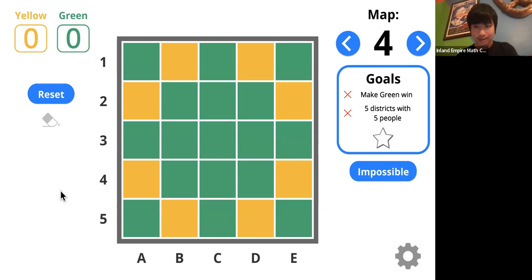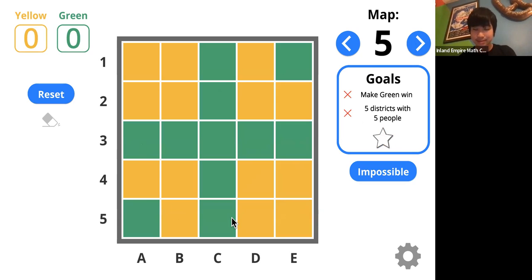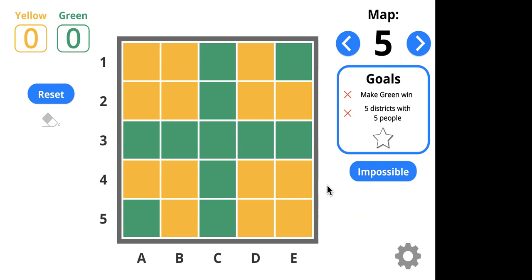So let's think about, actually, I don't think this one's that interesting, but let's think about this one. Why don't we look at this one? So does anyone want to try to make green win? And also remember, they also have this impossible button here, just in case you think it is not possible. I want to try. Yeah, okay, cool.